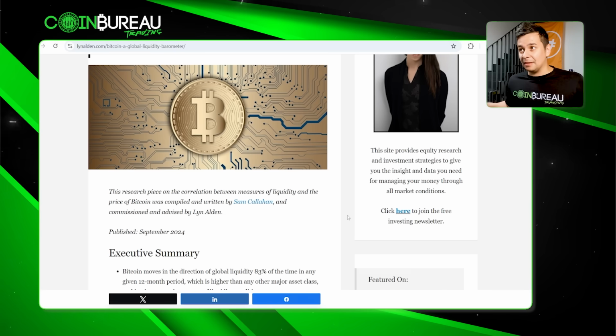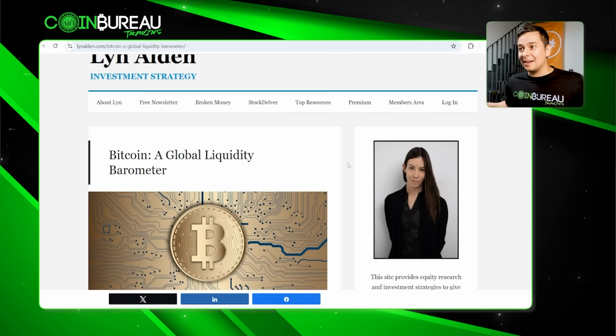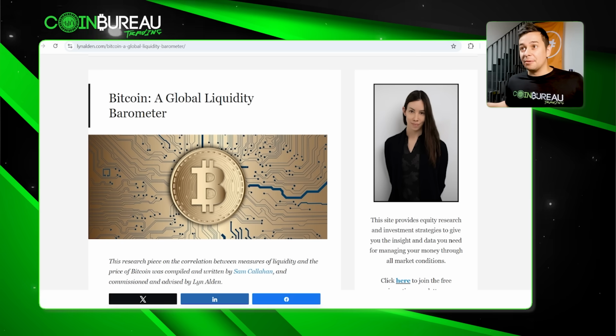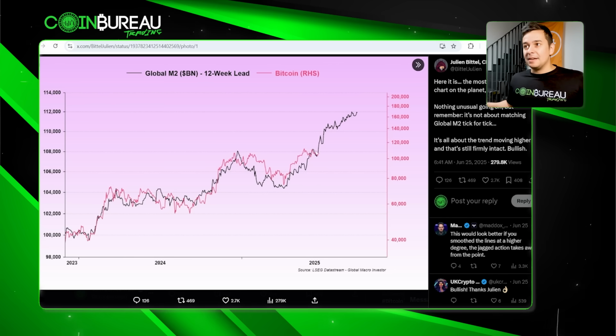Again, according to Lynn Alden, a very highly respected macro analyst who's really deep in the weeds on this stuff, she basically found that there is a bullish decoupling and also a bearish decoupling during cycle tops and cycle bottoms, respectively. So again, key takeaway being that this is super useful, especially during periods like this.